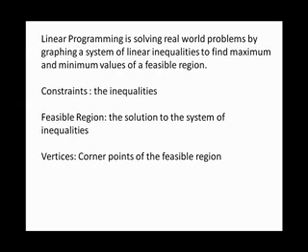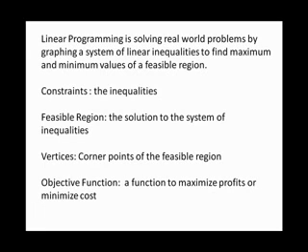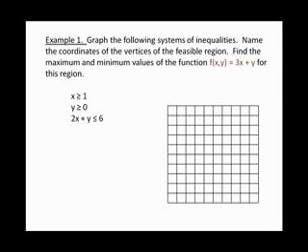The vertices are your corner points of the feasible region, so these would be your points of intersection of the two lines that create that corner. And then you have an objective function. The objective function is the function that maximizes profit or minimizes cost, or it can maximize income, and so forth. Here in our first example, we're going to graph this system of inequalities, and we're basically going to go through the whole process of graphing and finding our feasible region.